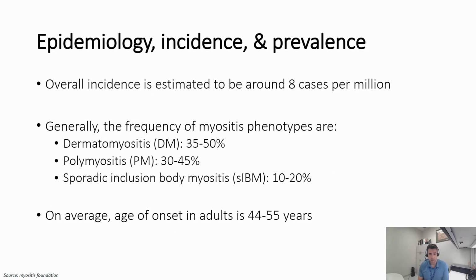Dermatomyositis has a frequency of between 35 and 50% within the inflammatory myopathies across the board. Polymyositis about 30 to 45%, and sporadic inclusion body myositis tends to be about 10 to 20%. On average, the age of onset in adults is about 44 to 55 years of age. And I will highlight that generally there's a greater proportion of females than males who develop myositis, with the exception of sporadic inclusion body myositis, which tends to be associated with males.